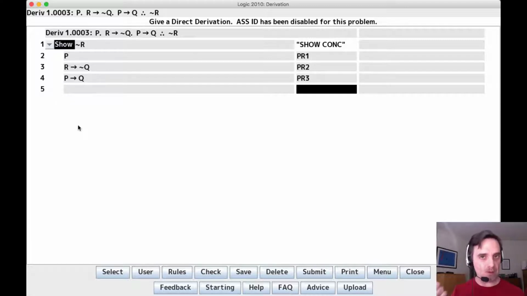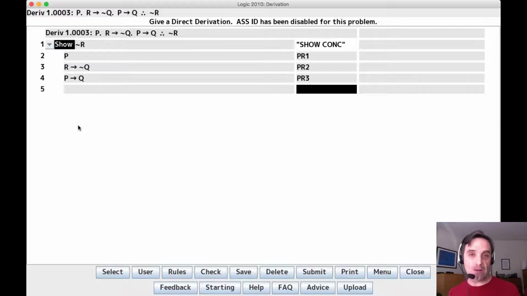So stage 1, show the conclusion. Stage 2, bring in the premises. We've done both of those. We want to move to stage 3. Here we're going to look for inference rule applications. And we're really looking mostly for modus ponens and modus tollens, because that's what gets us really new stuff. Double negation, introduction and elimination, is not what you really want to think of as using in order to set up for modus ponens and modus tollens.